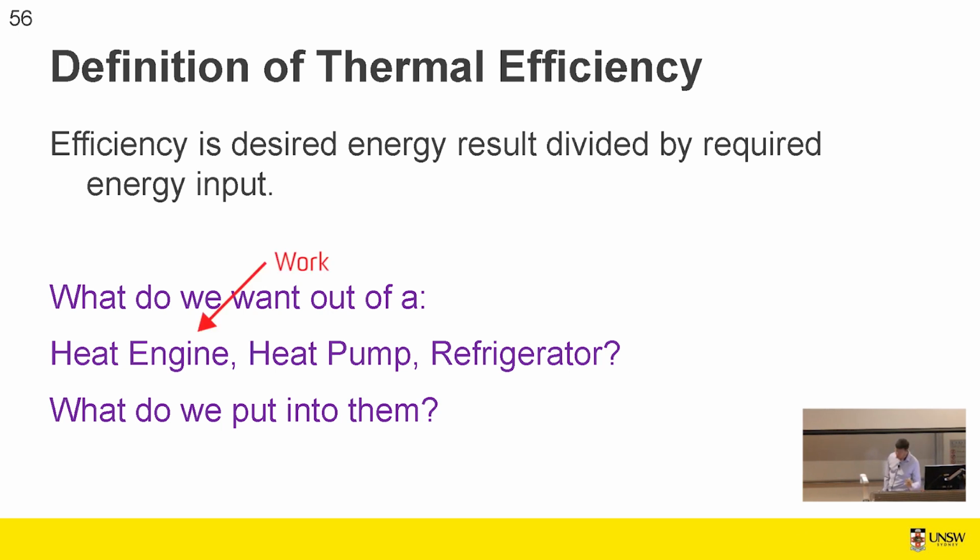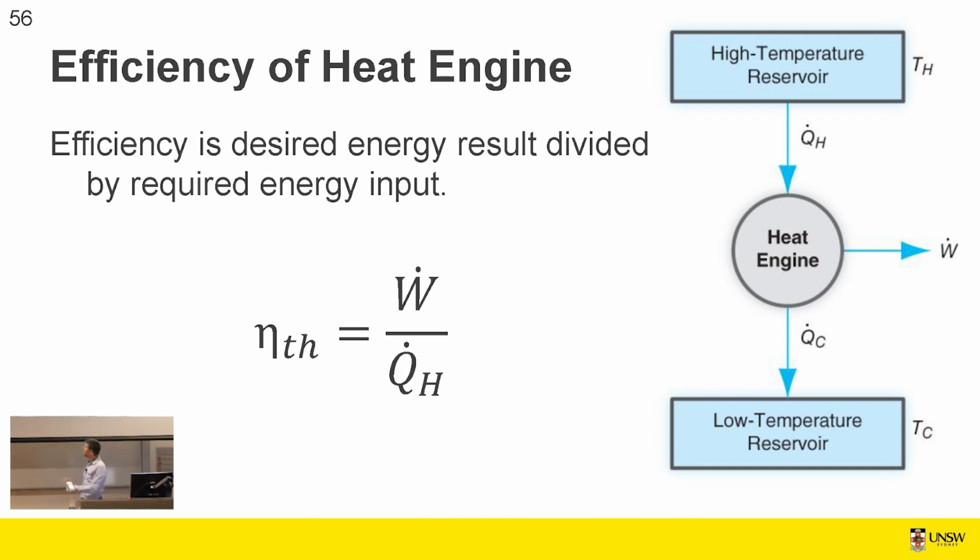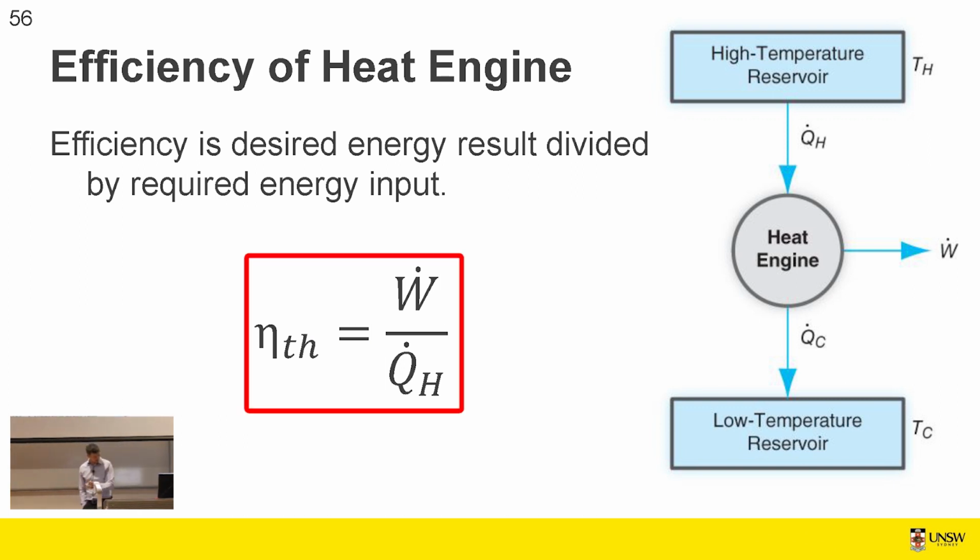A heat pump, the thing we want out of a heat pump is the hot space to get hotter, and the thing we want out of a refrigerator is for the cold space to get colder. And what do we put into them? Into a heat engine, we put a thermal difference, a difference in temperatures, and into a heat pump and a refrigerator, we put work. So into a heat engine we put Q, and into a heat pump and a refrigerator we put work. The efficiency then of a heat engine, so eta, efficiency, is the work that we get out of it divided by the heat we have to put into it.